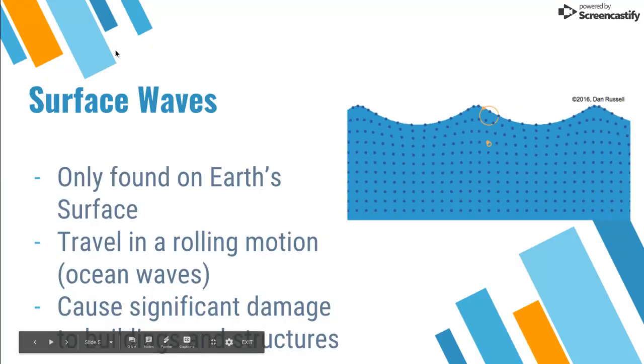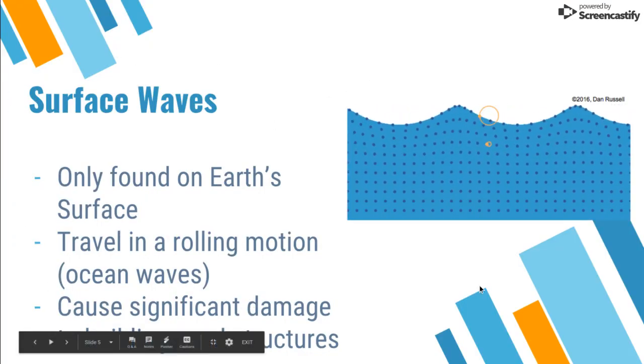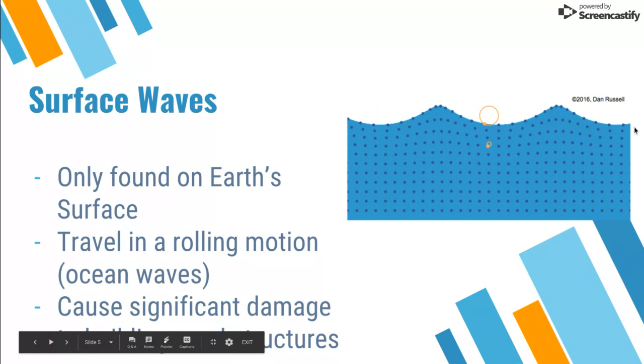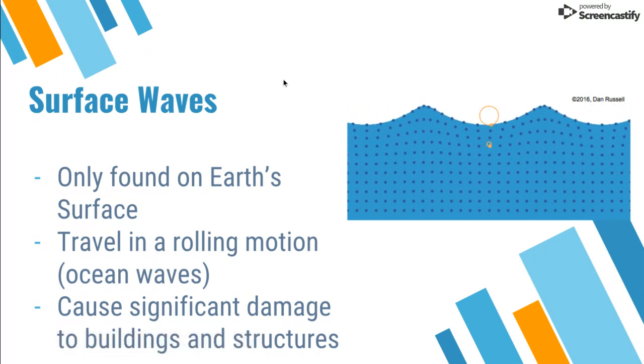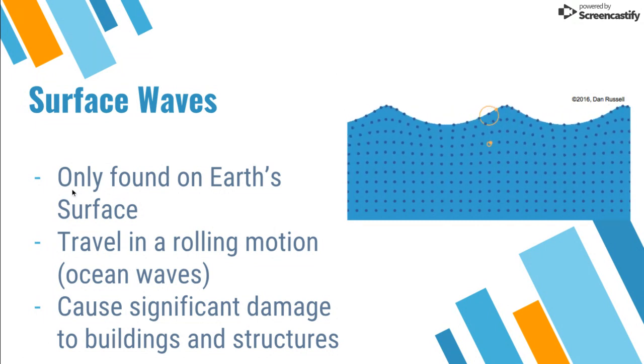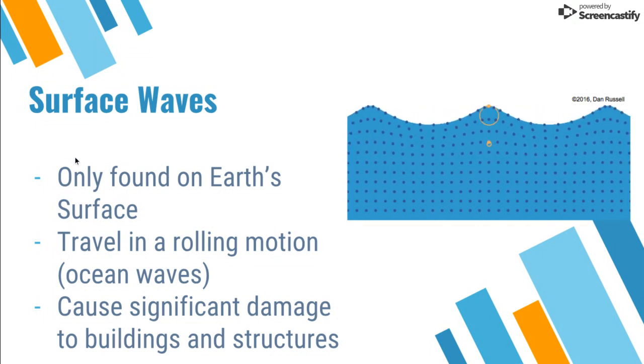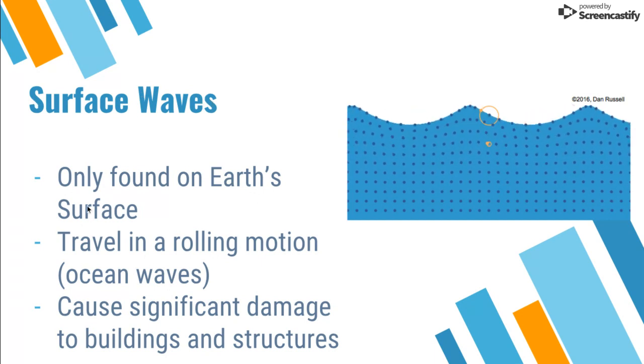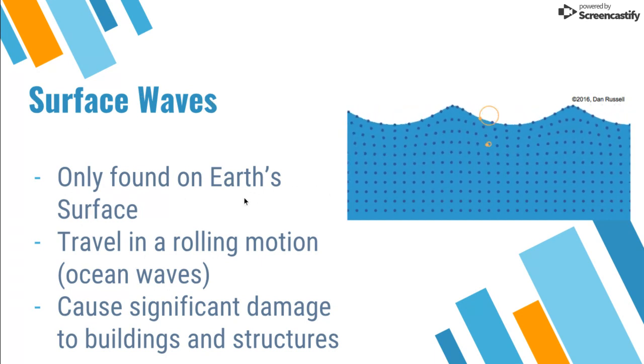So then we have our surface waves. These guys are the real destructive waves that cause a lot of issues for coastal cities in Japan. They're the ones that actually cause tsunamis. So we can see they're only found on Earth's surface. You get the name surface wave, found on Earth's surface, pretty easy stuff.